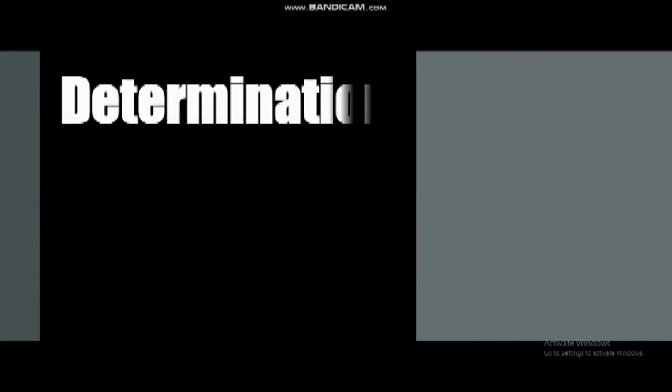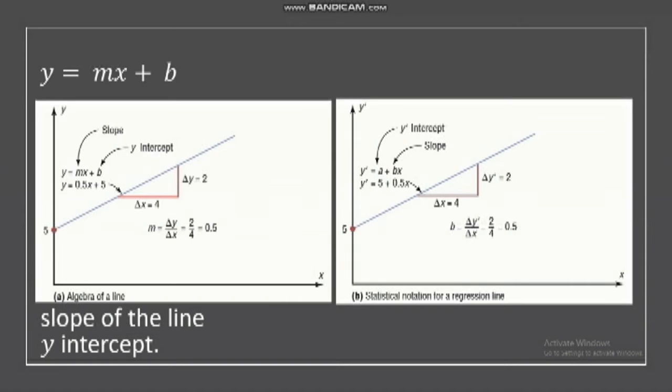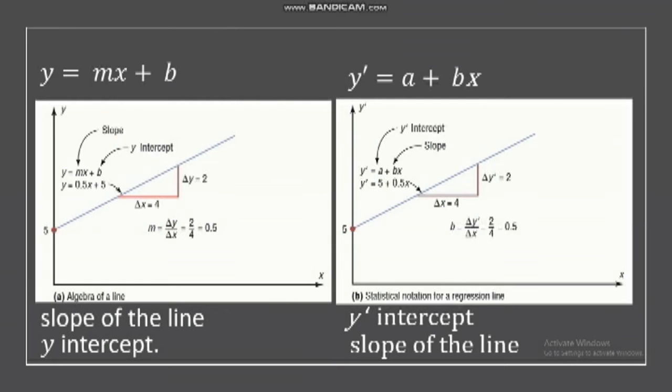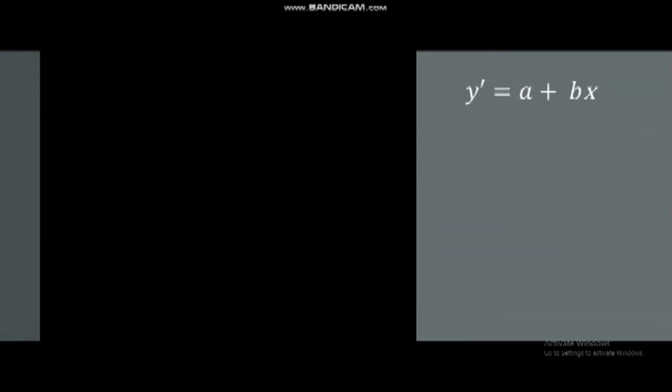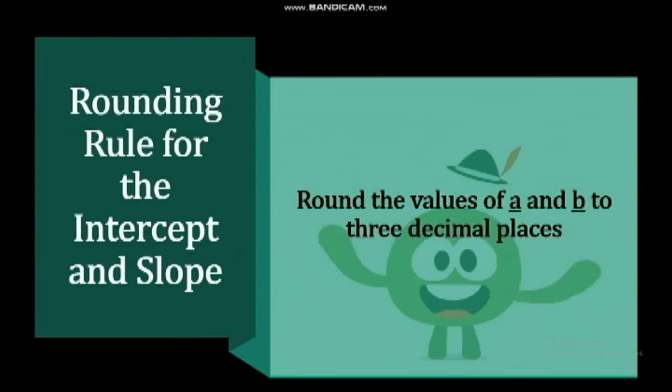Let's proceed to the determination of the regression line equation. In algebra, the equation of a line is usually given as y = mx + b, where m is the slope of the line and b is the y-intercept. In statistics, the equation of the regression line is written as y' = a + bx, where a is the y' intercept and b is the slope of the line. Next is the rounding rule for the intercept and slope: just simply round the values of a and b to 3 decimal places.